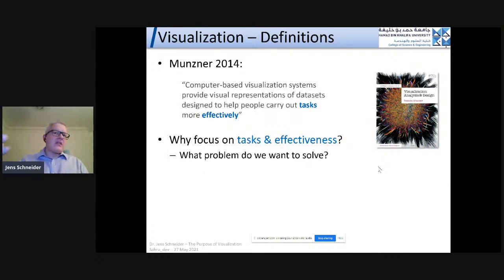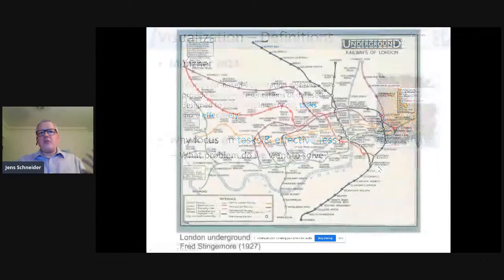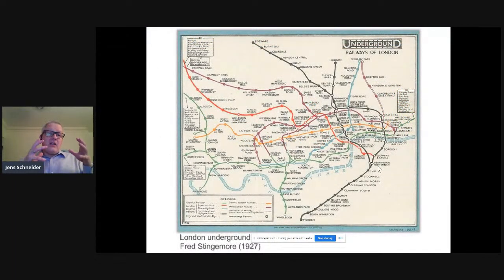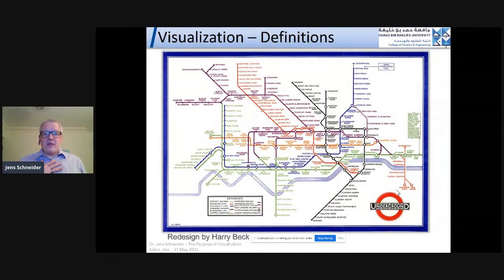Why should we focus on tasks and effectiveness? Well, which problem do we want to solve? Here's a London Underground map, and this is the standard underground map until it was replaced with what we know today. This map is very good at answering, how do I go from my home to the nearest subway station? Because at that time, this was probably a bit more of a hassle than today. When the new map was first proposed, it got rejected because people were too used to the other one and because it answered a different question.